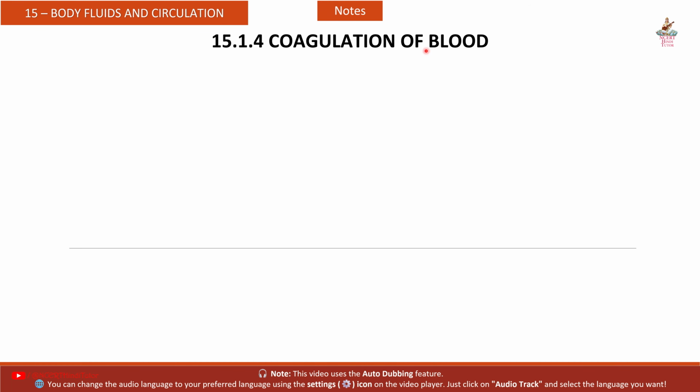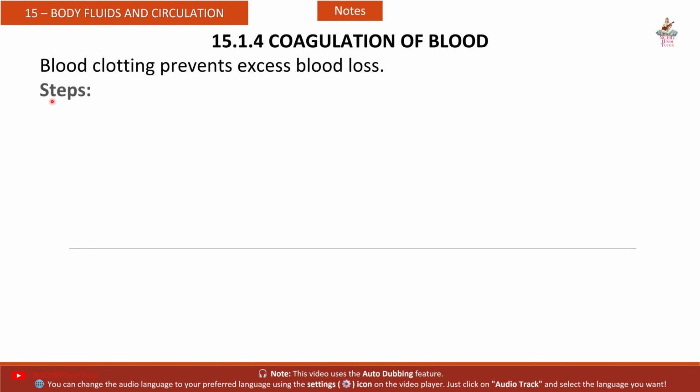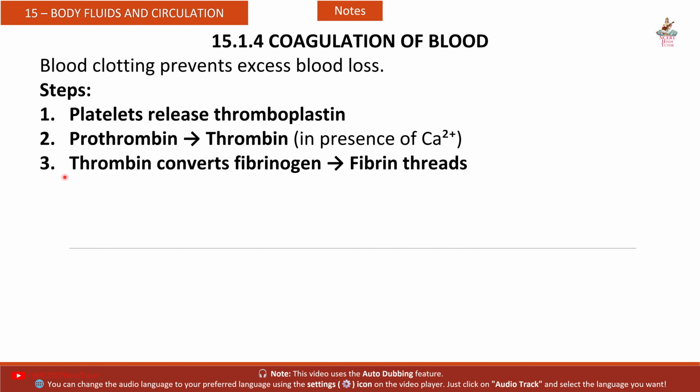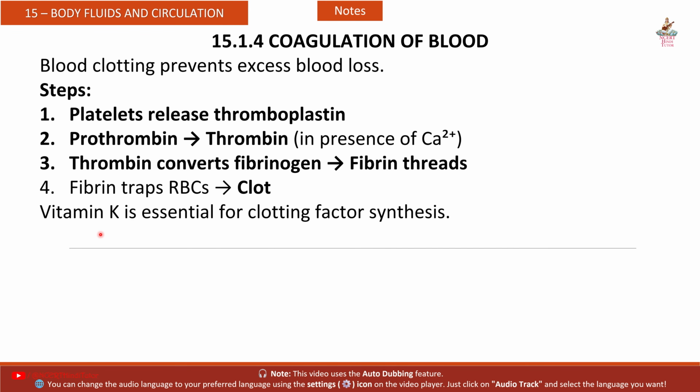15.1.4 Coagulation of blood. Blood clotting prevents excess blood loss. Steps: first, platelets release thromboplastin. Second, prothrombin is converted to thrombin in the presence of Ca2+. Third, thrombin converts fibrinogen to fibrin threads. Fourth, fibrin traps RBCs to form the clot. Vitamin K is essential for clotting factor synthesis.